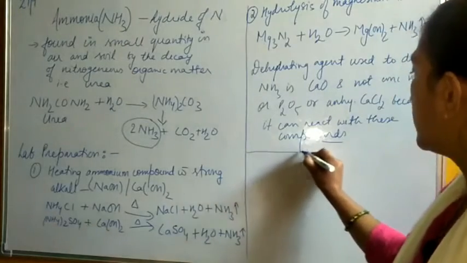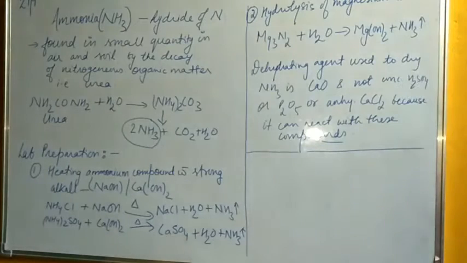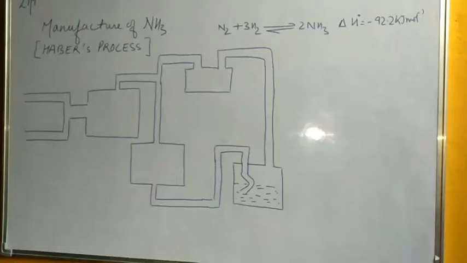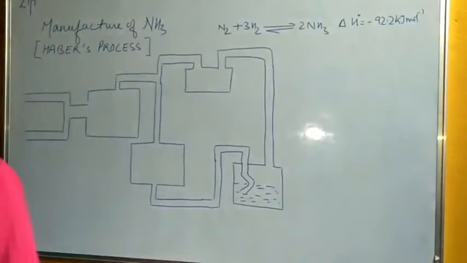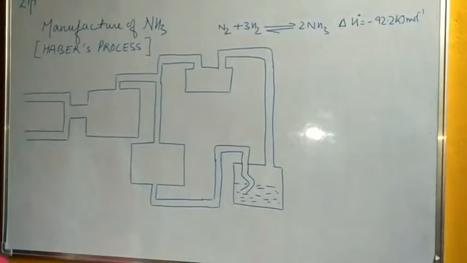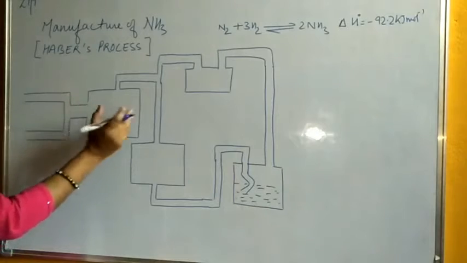Now this is a lab preparation. Right, now we are going to discuss the manufacture of ammonia, that is done on a large scale. Now students, we will discuss the manufacture of the ammonia. It is done through the Haber's process, right? So here I have drawn a flow chart, right, which is going to represent the manufacture of ammonia. So students, here we have got different compartments.